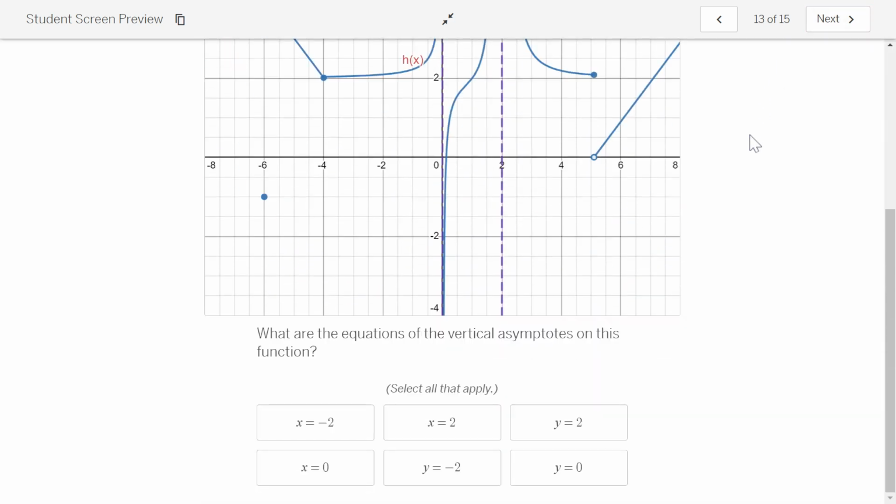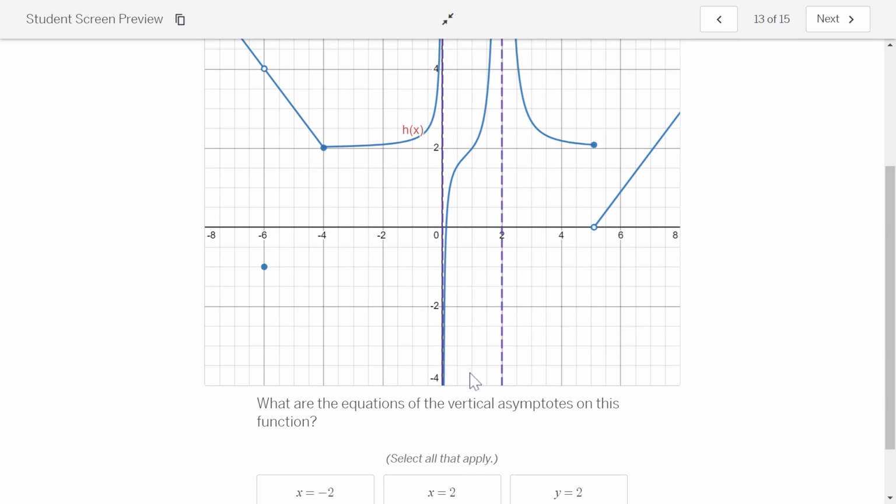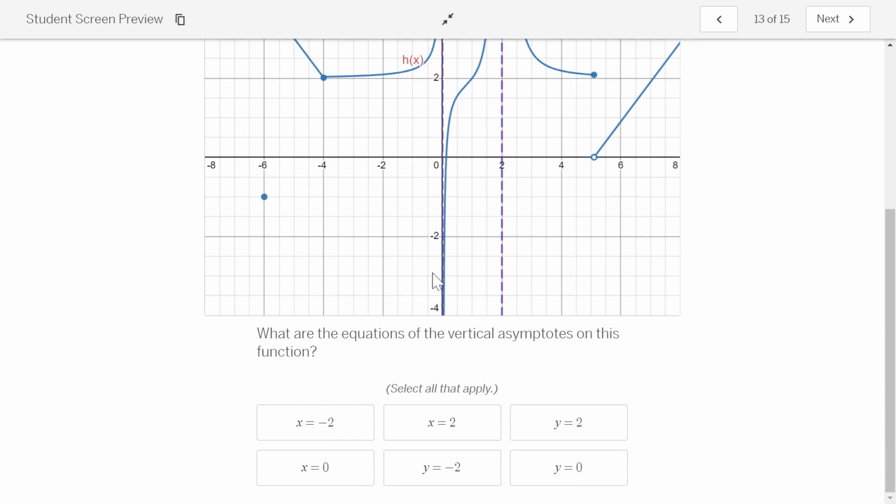And then this last one is asking us to find the equations of the vertical asymptotes on this function. We have 2 of them. One is right here where x equals 0. Remember that we don't just write 0, we put x equals 0. It's always x equals for a vertical line. So x equals a constant is a vertical line. So x equals 0 is this vertical asymptote.